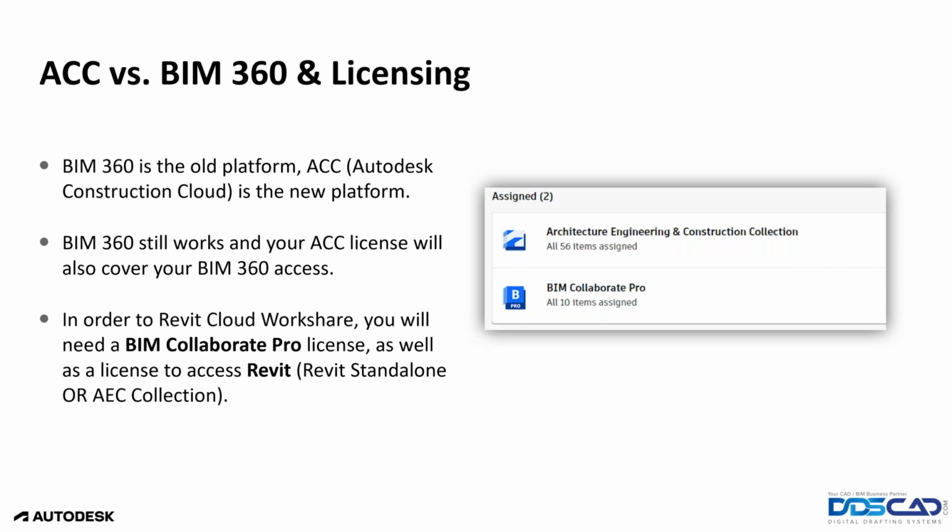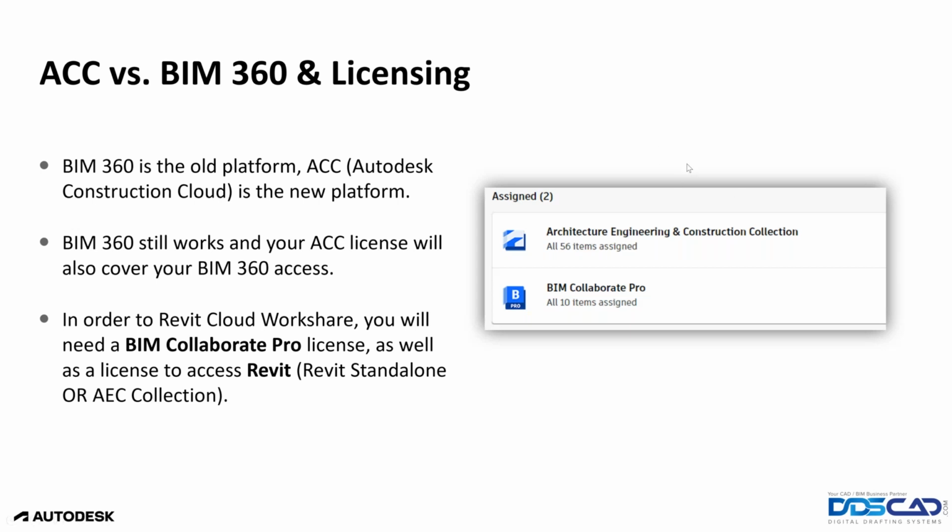So that's a nice little thing, and it's worth pointing out and keeping in mind. Now, in order to use Revit Cloud Worksharing, you will need a license called a BIM Collaborate Pro license. Those licenses are in addition to a Revit license or an AEC collection license that includes Revit as well. Basically, that BIM Collaborate Pro piece is what's needed to allow you to Revit Cloud Workshare. And we're going to get into that a little bit more.